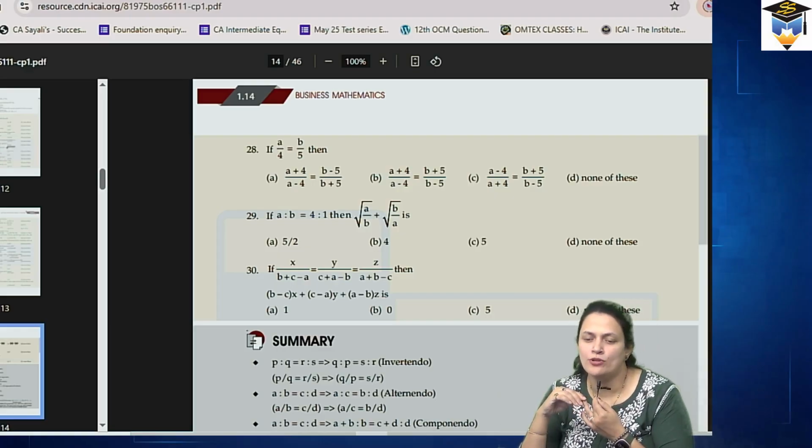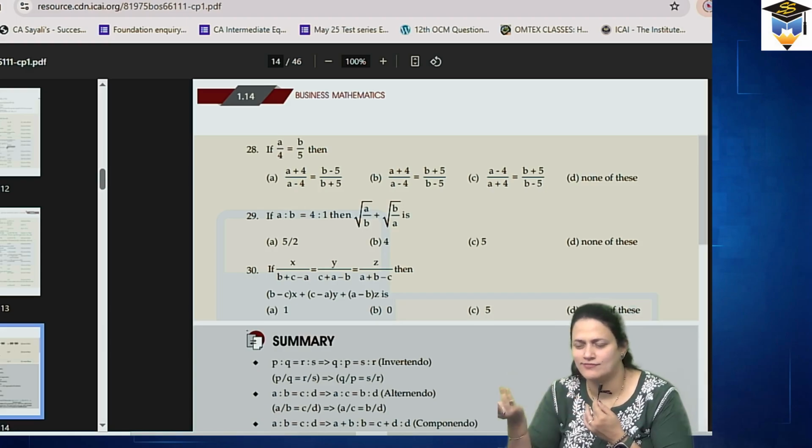So A plus 4 upon A minus 4 is equal to B plus 5 upon B minus 5. Find out the correct option. B is the correct option.